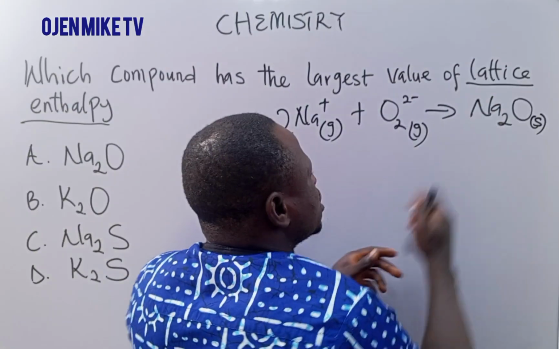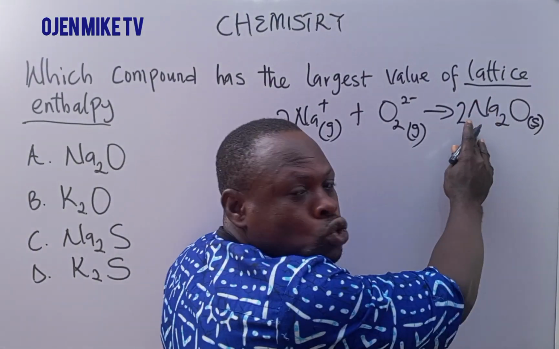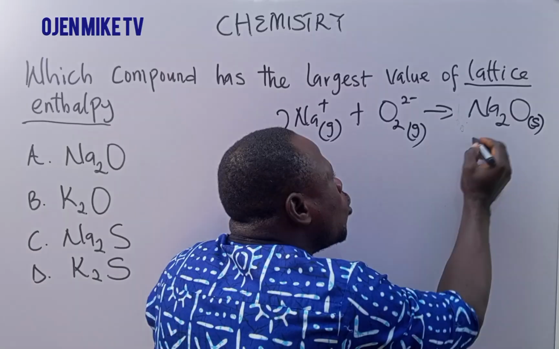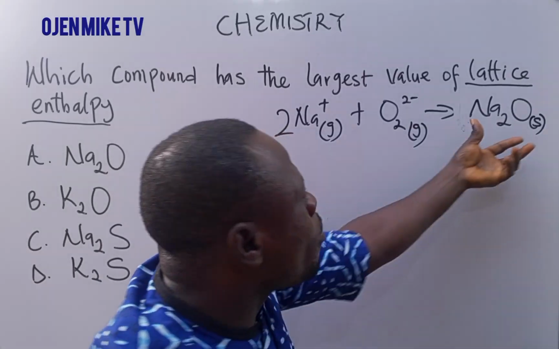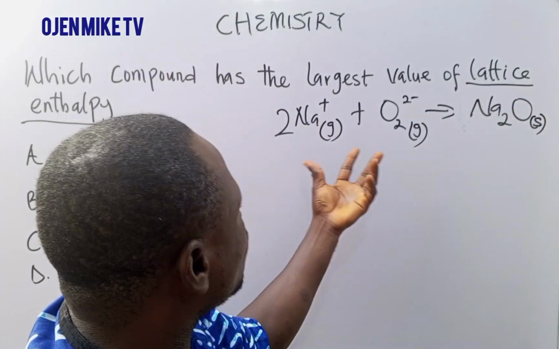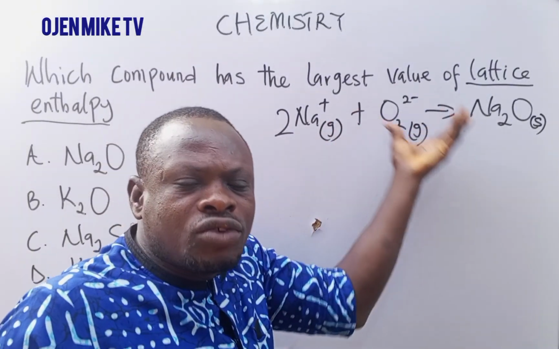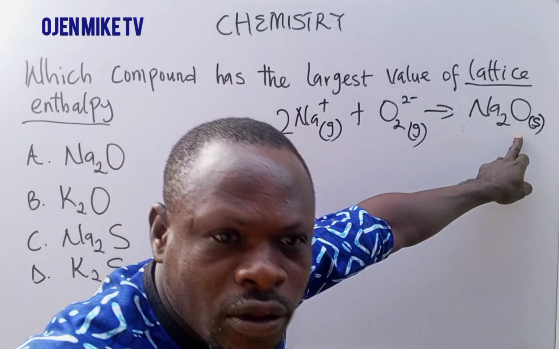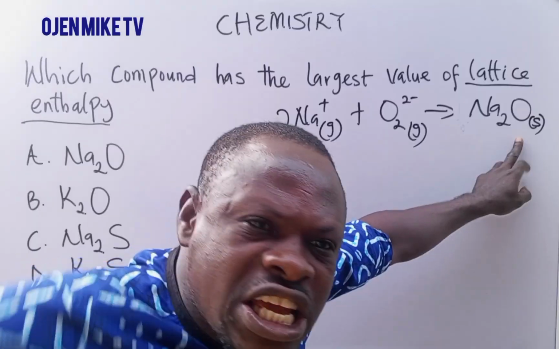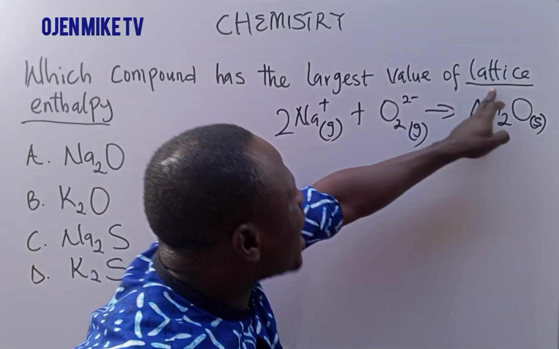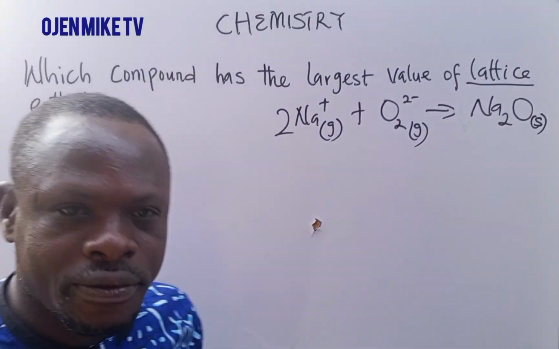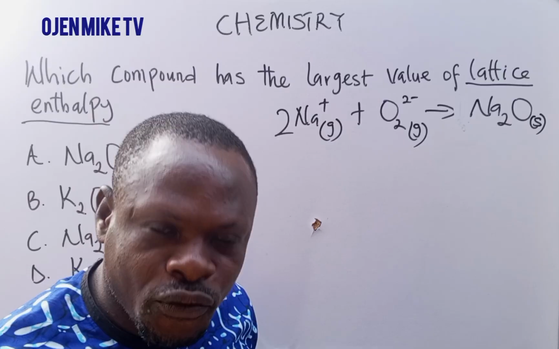The amount of energy that is released when 1 mole of this ionic compound is formed. 1 mole, because there is no coefficient here; if it were 2, it would have been 2. But then it is 1 mole of this ionic compound formed as a result of these gaseous ions reacting together. That amount of energy released is what we call lattice enthalpy. Are you following?